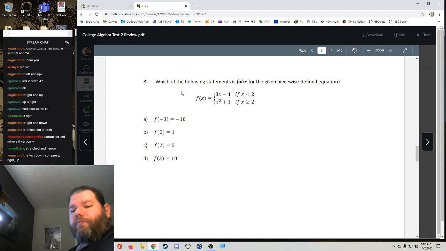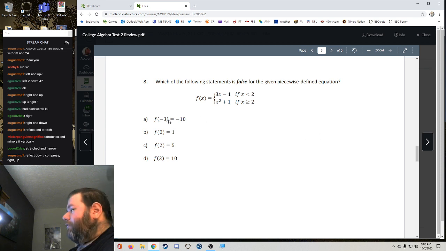Now this is a piecewise defined function. The way I've asked this question is a little bit tricky. I think it tests your knowledge a little bit better. That's why I like it expressed this way. So I give you this piecewise function, and then I give you 4 function values. I basically say which one of these is false.